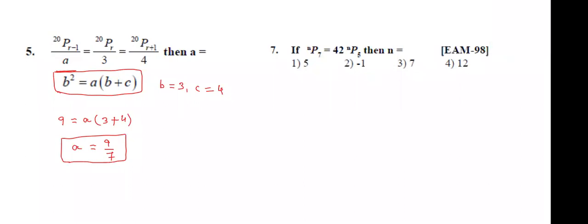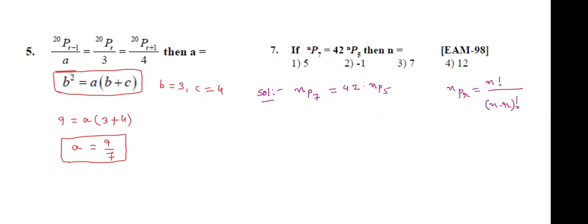Now see the seventh question. If NP7 is equal to 42 into NP5, given. NP7 means use the NPR formula, then simplify that. What is the NPR formula? NPR is equal to n factorial by n minus r factorial. This is the formula.